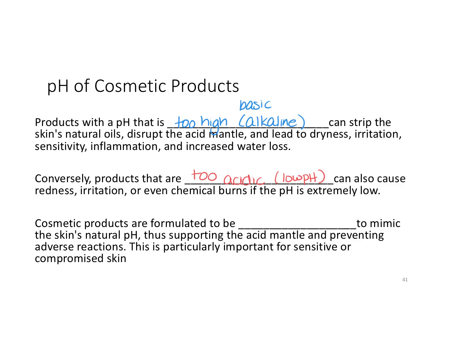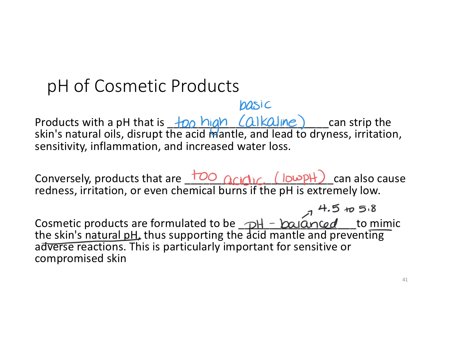Now, cosmetic products are formulated to be pH balanced. Now, that does not mean that pH is at pH 7. That doesn't mean it's a neutral pH. It's going to mimic the skin's natural pH. So when we talk about pH balance, you're going to see products that are 4.5 to 5.8, right? That's that pH that matches the skin. And that supports the acid mantle and really prevents these adverse reactions from happening. And that's particularly important for really sensitive skin or skin that may be compromised in some way or damaged.